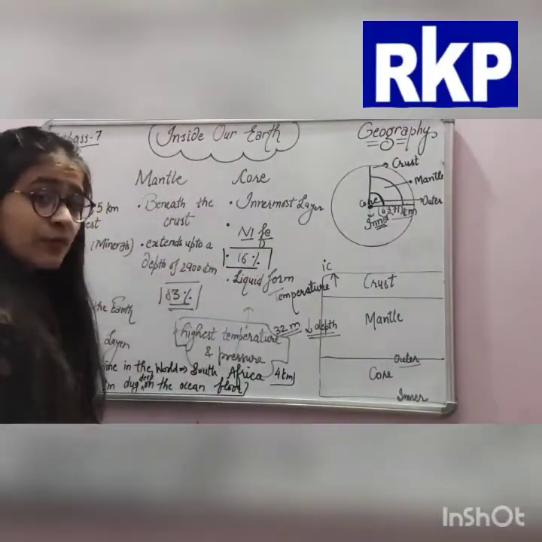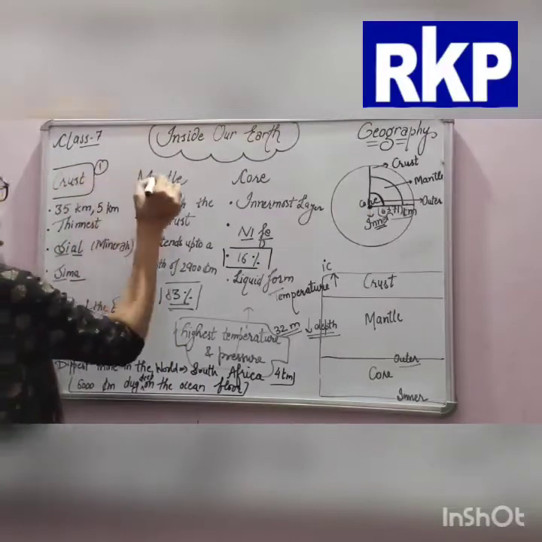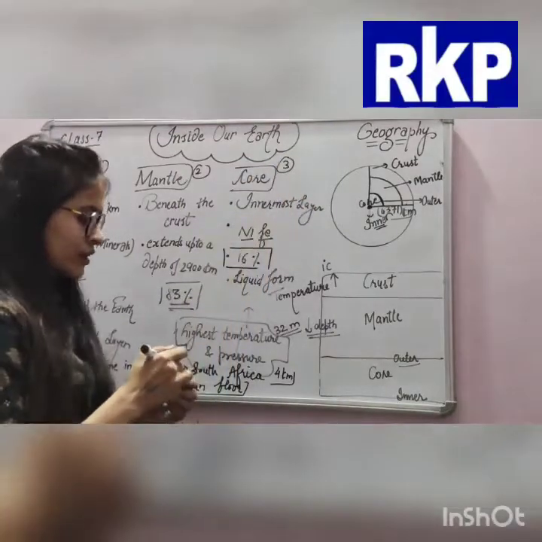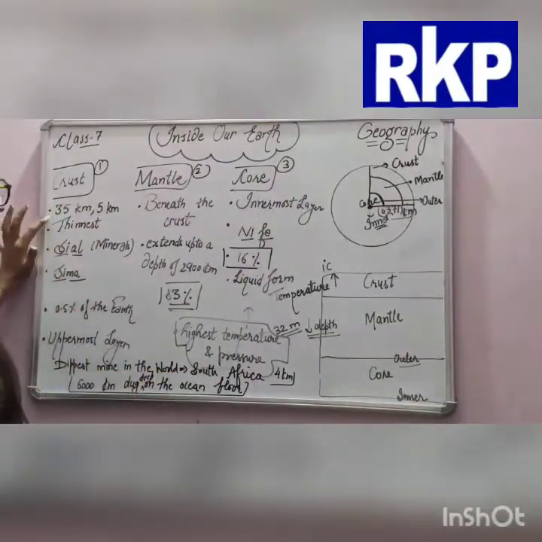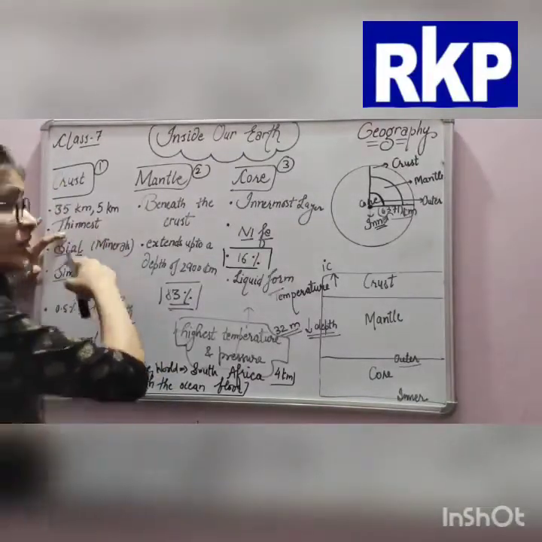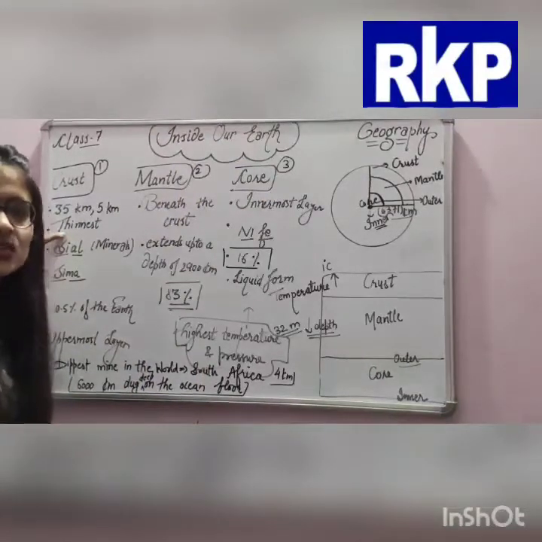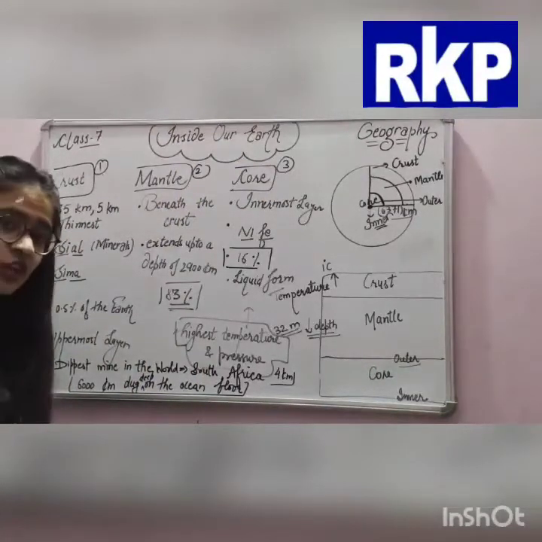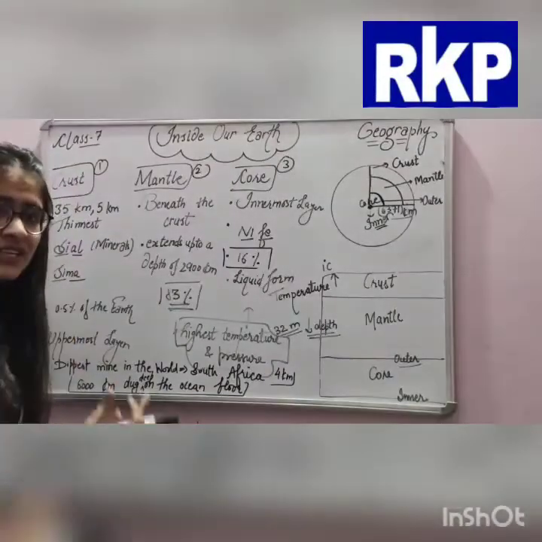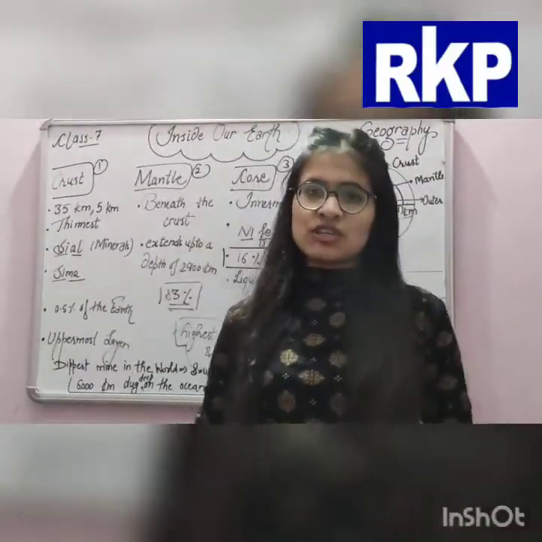Here are some points regarding the crust. First, this is the thinnest layer of all, the thinnest of these 3, meaning the most thin. Its depth is 35 kilometer on the continents, and 5 kilometer on the ocean floor.